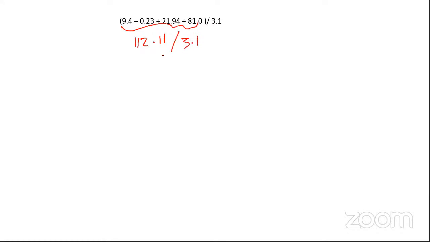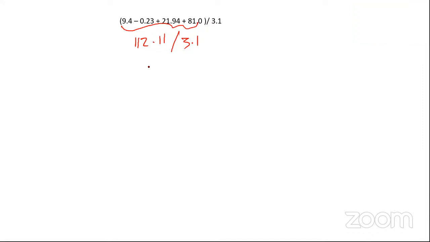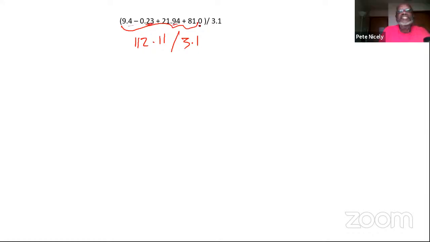You need to round it to the lowest number of decimal places, which would be what? How many decimal places do I need to round this off to? I hear 1, I hear 2. Which one is it? 1. I would say 1 because you have 1 sig fig here, 2 sig figs here, 2 sig figs here, 1 sig fig here. So therefore, this would be rounded off to 112.1 and divide by 3.1.